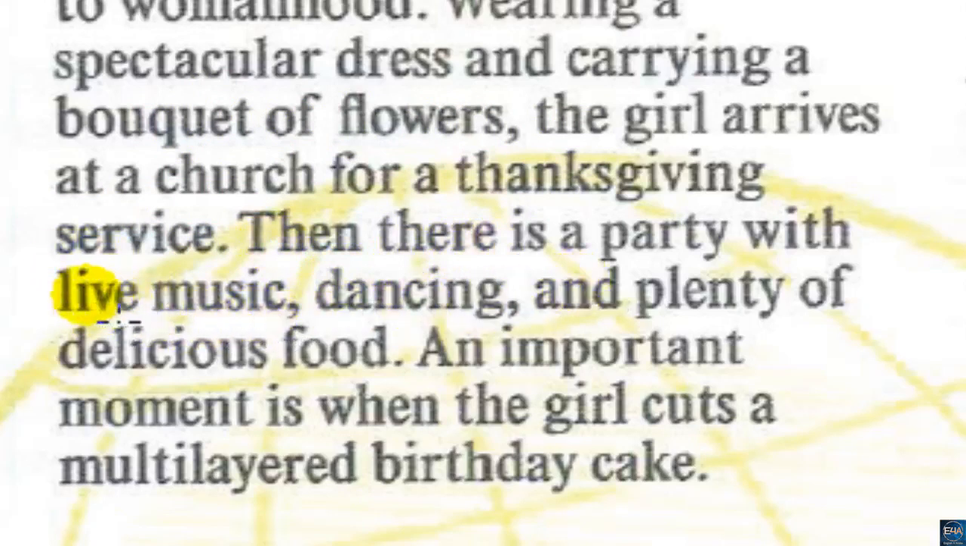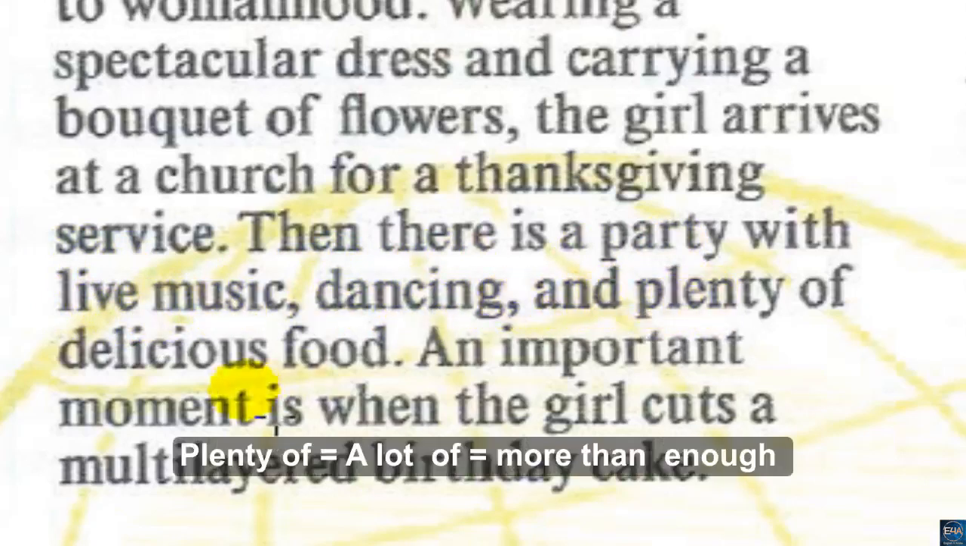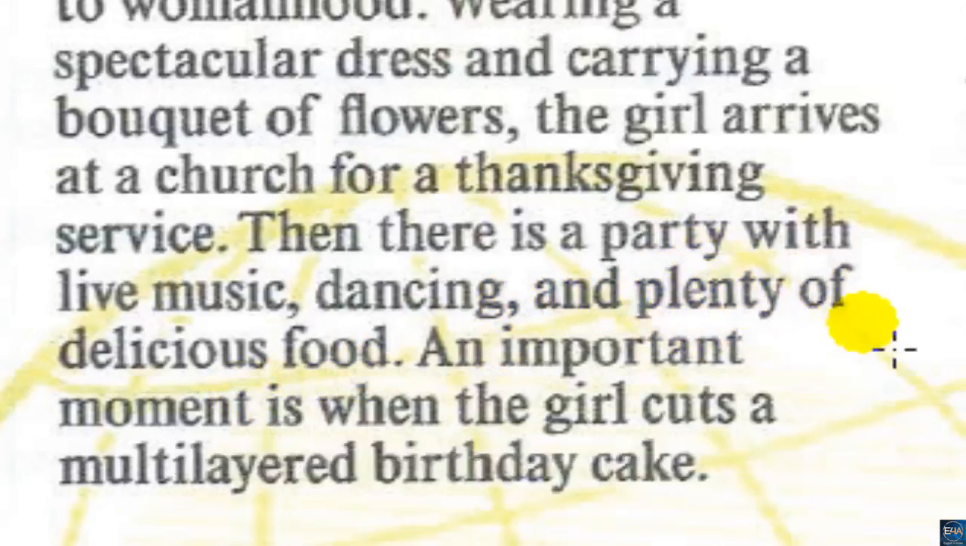Live, this verb, I live, like I live in Cairo, I live in Egypt. But here it's an adjective. So we pronounce it live, which means happening now. So then there is a party with live music, dancing, and plenty of delicious food. Plenty of means a lot of, more than enough, a lot of delicious food.